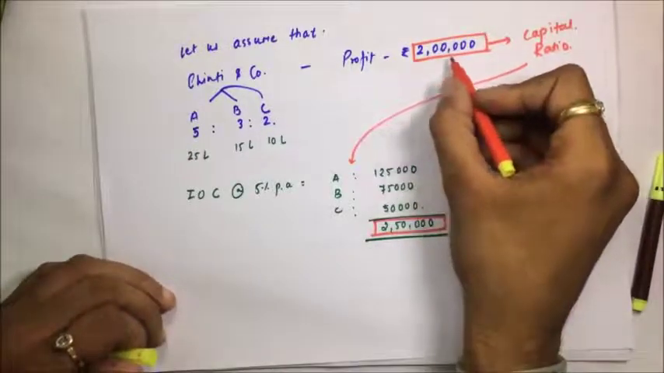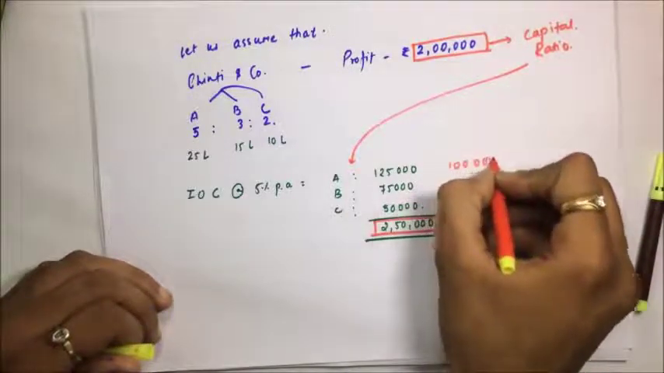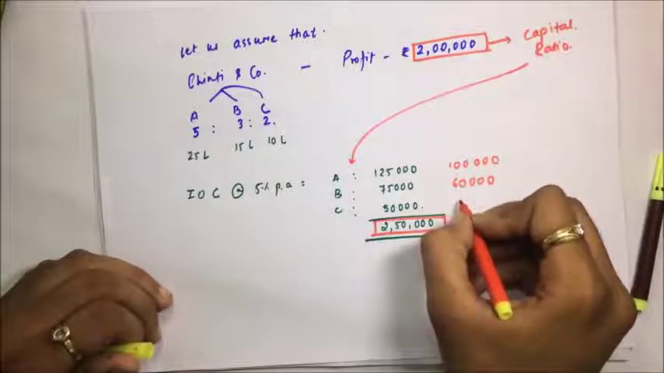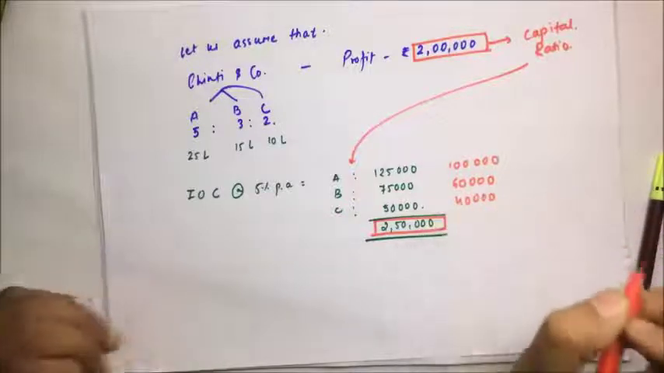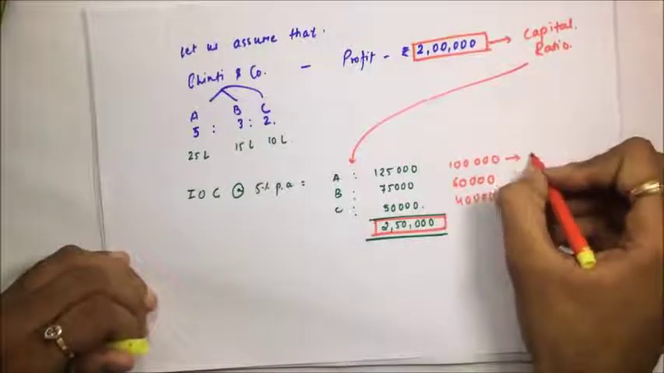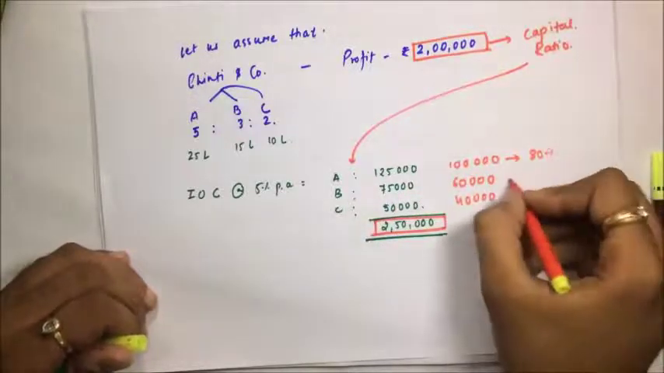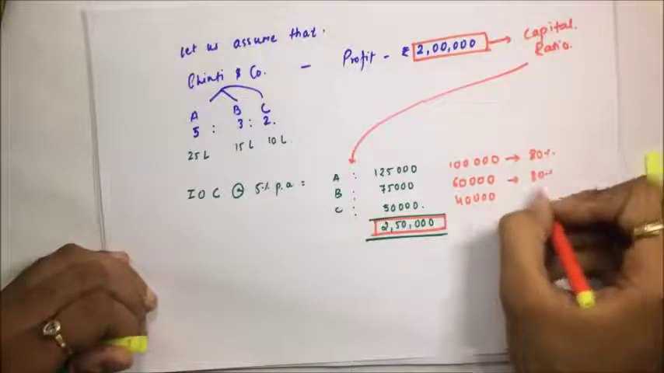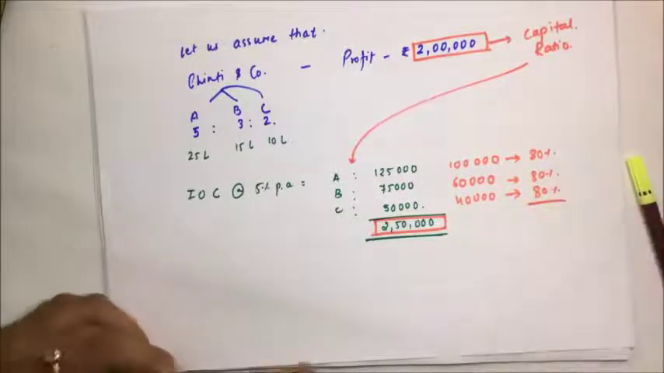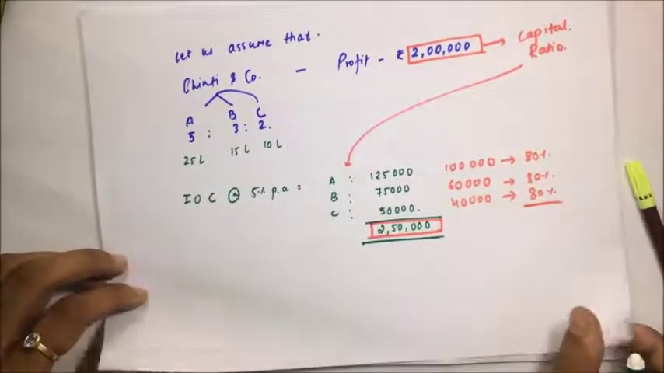Let's suppose if I divide this 2 lakh in a 5:3:2, then it will come to 1,60,000 and 40,000. If you notice, I have given A 80% of his interest due, B 80% of his interest due, and C also 80% of his interest due. The partners will be very satisfied with such distribution.